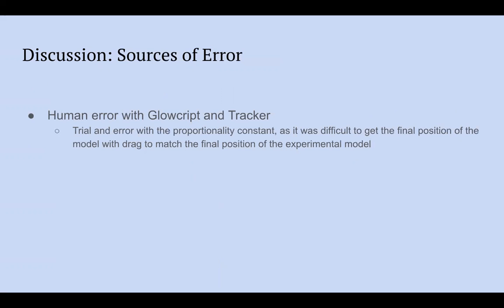Finally, I'll identify some sources of error that I may have had in the lab. The main error was human error with GlowScript and Tracker. This is only my second time using these technologies, so I could potentially have small errors. Specifically, I had issues with finding the right proportionality constant that would cause the final position in the computational model with drag to match the final position of the experimental model. I did trial and error until I got as close as possible.